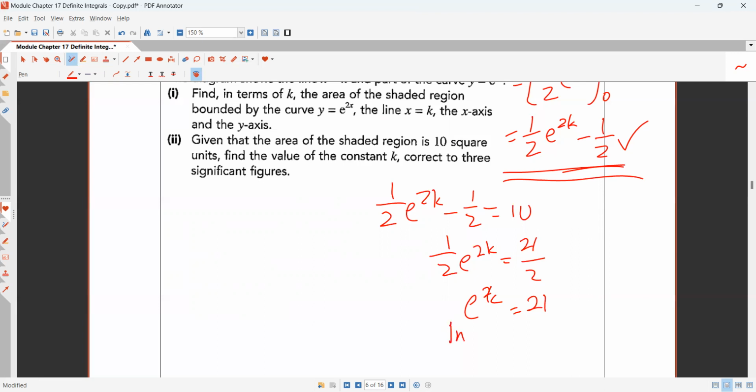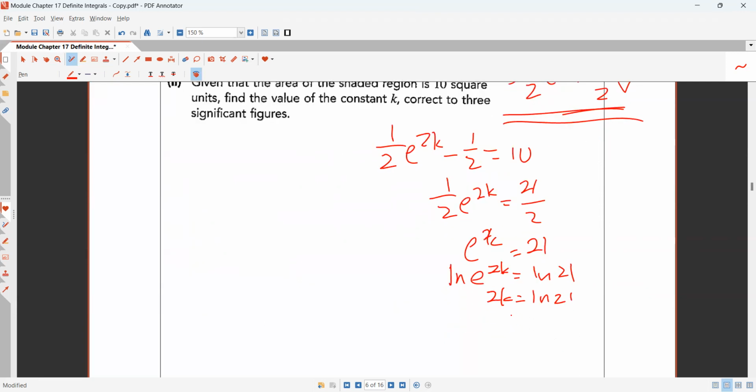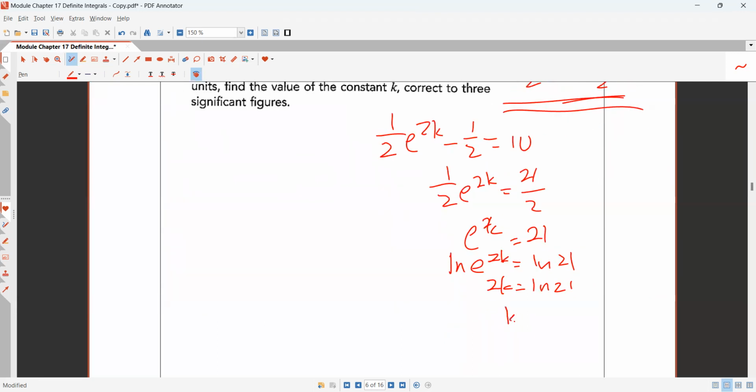So when you add ln to both sides, you actually get this one. Ln e to the power of 2k and ln 21. And then ln is actually log e, so log e, that's why you get 1. You don't have the e anymore, and you're left with 2k. So the 2k equal to ln 21, and the final answer is k equal to ln 21 divided by 2.